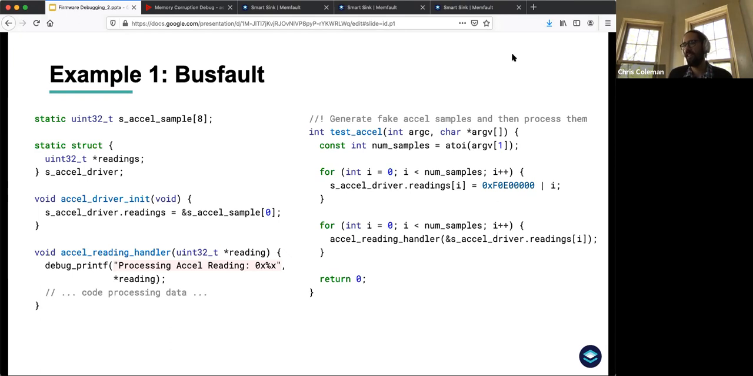It takes an argument for the number of samples to generate, and then we set those samples to different values. Then we invoke this handler for actually running and looking at it. I'll give you a second. You might already see what the fault is here, or what the fault could be here, but let's walk through a debug process.